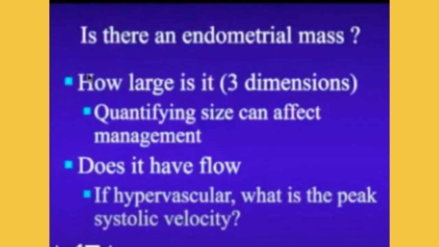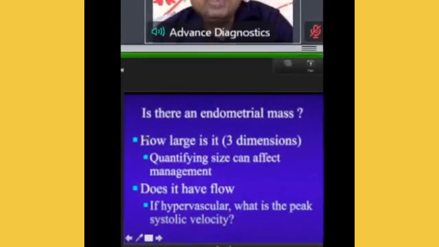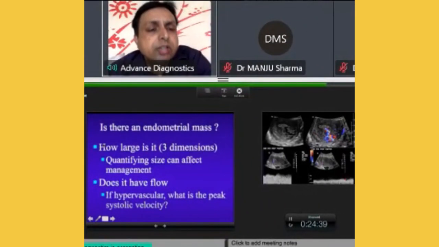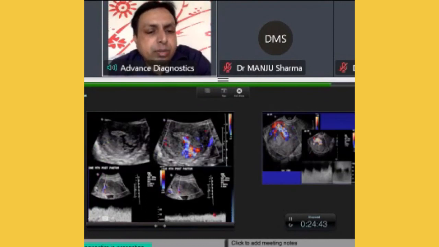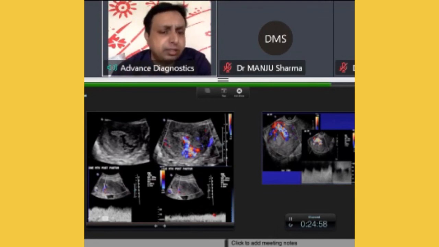So whenever there is an endometrial mass, we first measure it. Then whenever you are seeing flow, you must measure the peak velocity to quantify it, because seeing the flow on color Doppler is very, very misleading. How? Let's see. We are seeing a very good flow in the endometrium here, but when we put the peak systolic velocity gate, we see that the peak systolic velocity is only 7. So the vascularity is not that much.